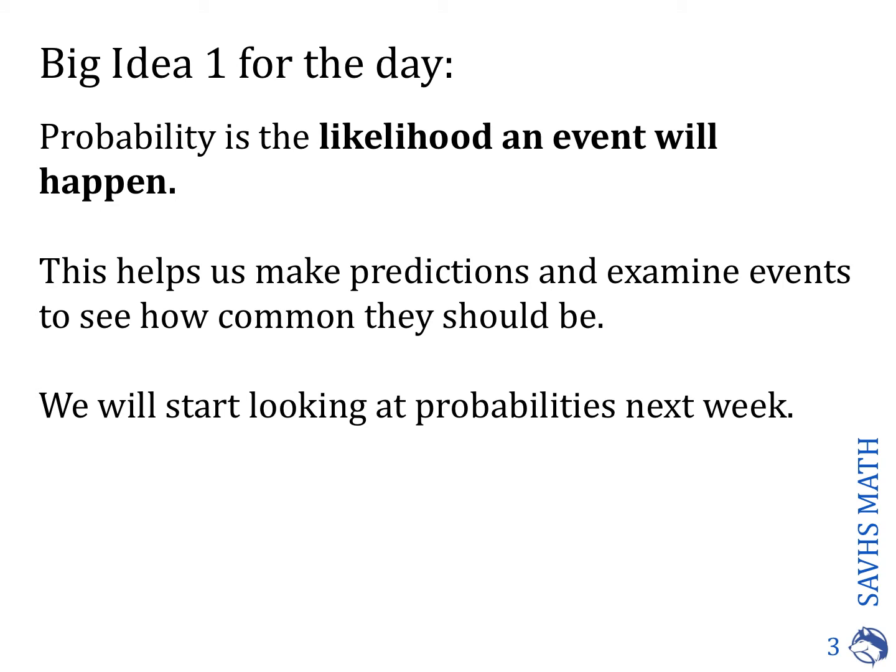So our first big idea, this is the definition of the word probability. The probability of something happening is how likely we think it is that it will happen. We can do this mathematically and we can do this experimentally, and we'll experiment with the differences between those two things later this week and probably next week too. This will help us make some predictions about whether we think things will happen or will not happen. The probability stuff is going to happen mostly next week.